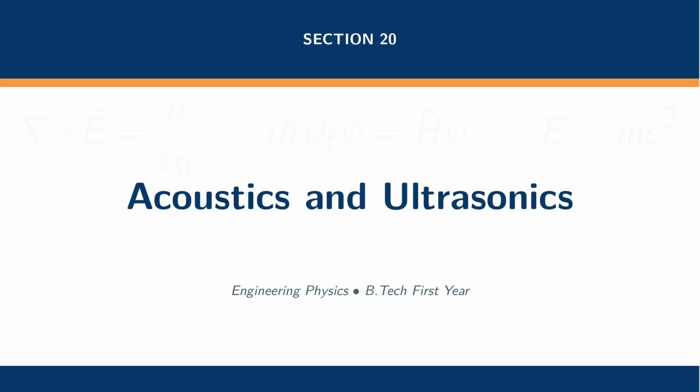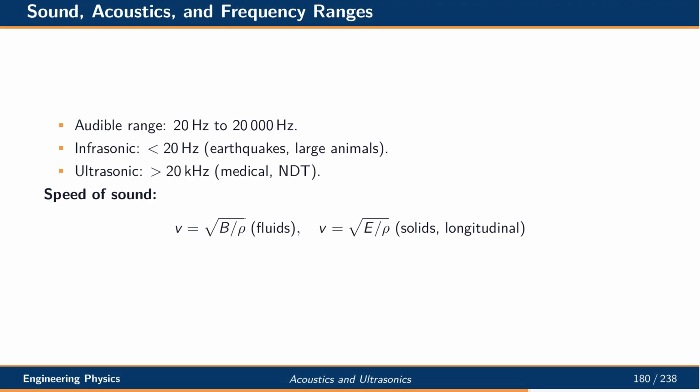Our next section is on acoustics and ultrasonics, covering everything from concert hall design to medical imaging. Sound is broadly divided into three frequency ranges. The audible range covers about 20 to 20,000 Hz. Below 20 Hz lies the infrasonic range, used by some animals and observable in earthquakes. Above 20 kHz lies the ultrasonic range, used widely in medicine and non-destructive testing.